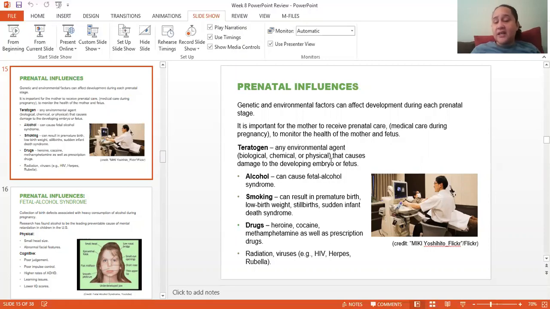And some of these things are things in the environment that the mother could either consume while she's aware of it, or that she could consume inadvertently because she doesn't realize she's pregnant. So one of the most common ones is alcohol, which causes something called fetal alcohol syndrome, which is one of the primary causes of preventable intellectual disability. Smoking can result in low birth weight or preemies, or sudden infant death syndrome, which is SIDS. Drugs, so either this can be prescribed drugs that mothers may be prescribed and then take without being aware that they're pregnant, or this can be illegal substances.